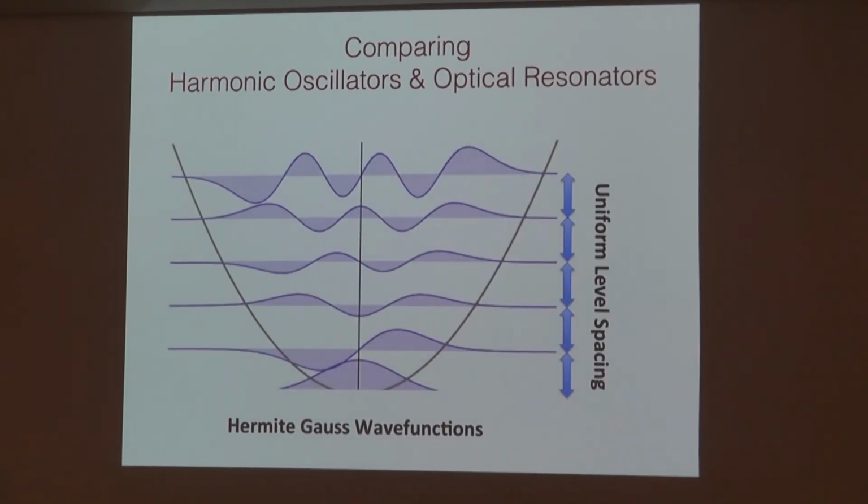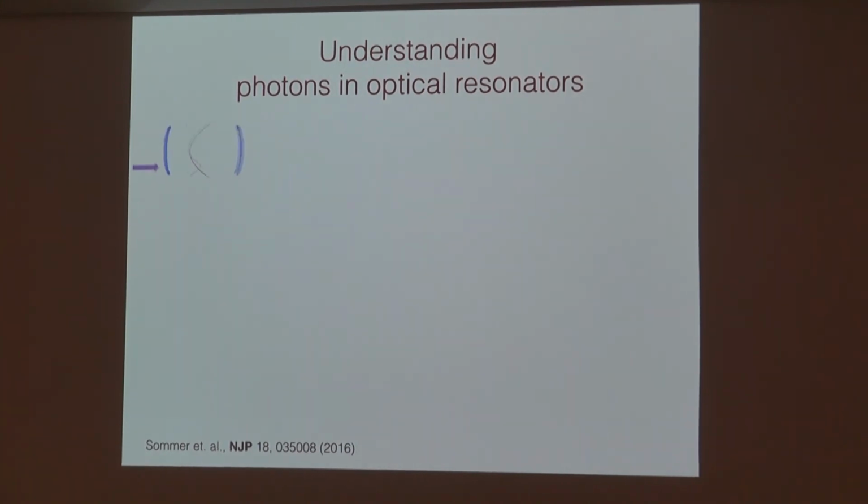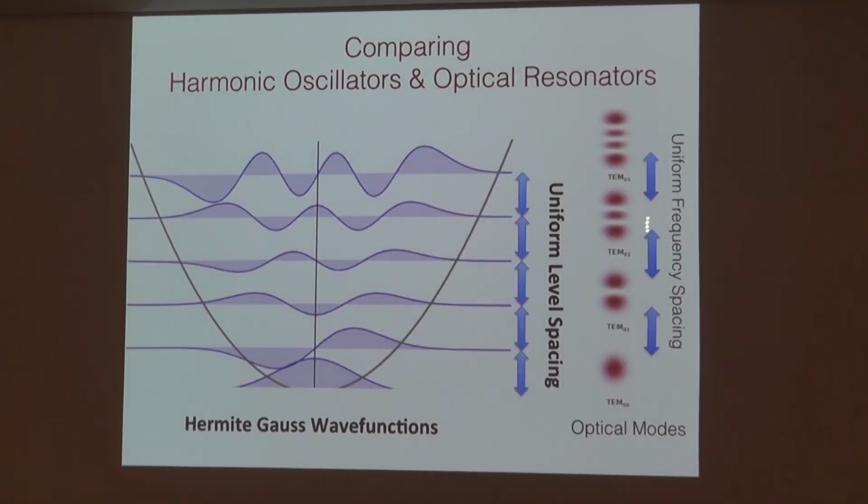So if any of you have ever played with lasers, maybe a couple of you, you know that the modes of a Fabry-Perot cavity are Hermite-Gauss wave functions, right? And they are uniformly spaced in energy, right? Those are the same wave functions of a quantum harmonic oscillator, which are Hermite-Gauss and uniformly spaced in energy.